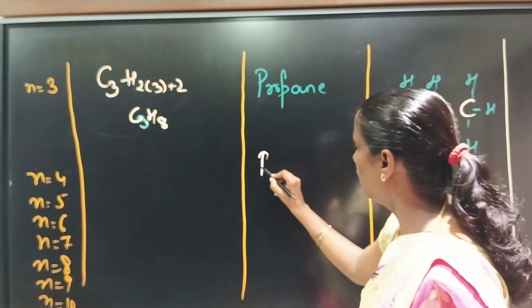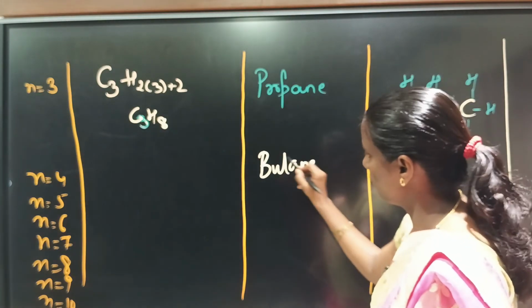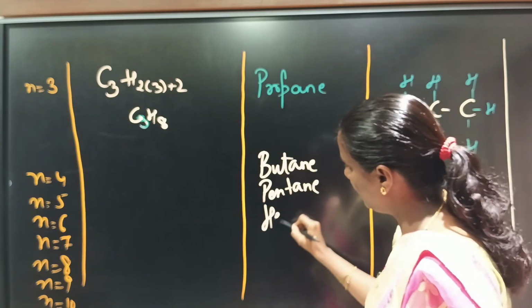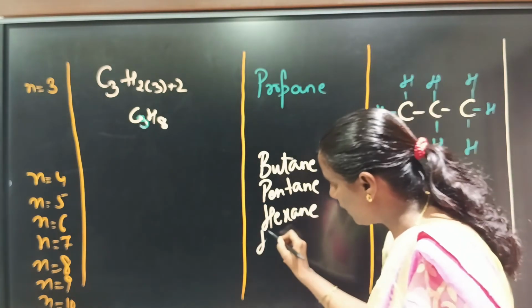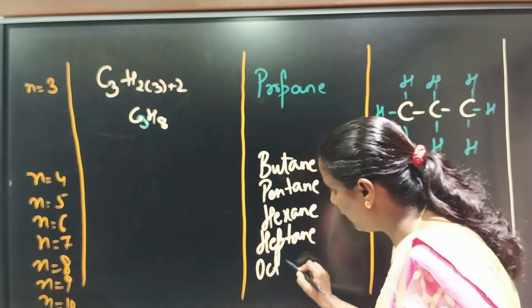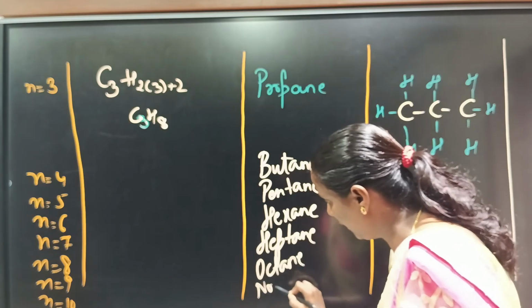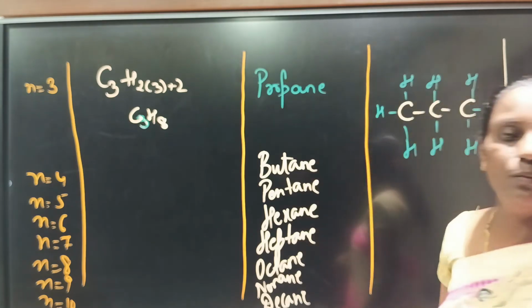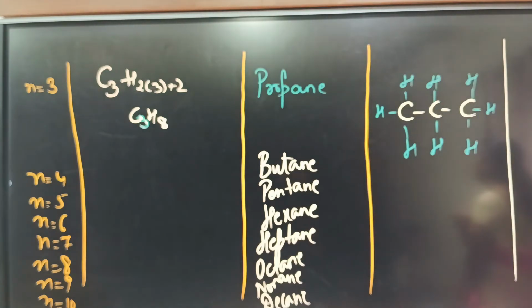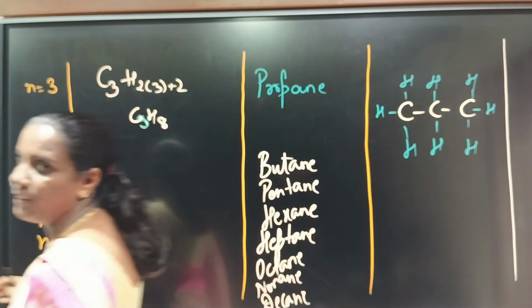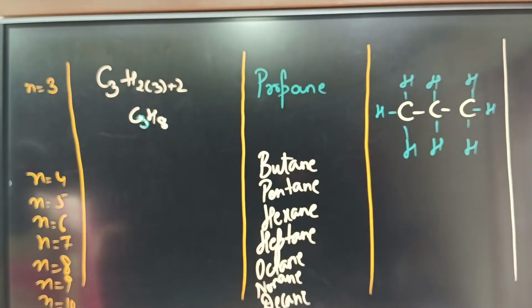4 means how much? Butane. 5 is pentane, 6 is hexane, 7 heptane, then 8 octane, 9 nonane, then 10 decane. Okay, this is how we have to learn about these. What are those? Alkanes. For you, we can go for 11, 12 or whatever number.